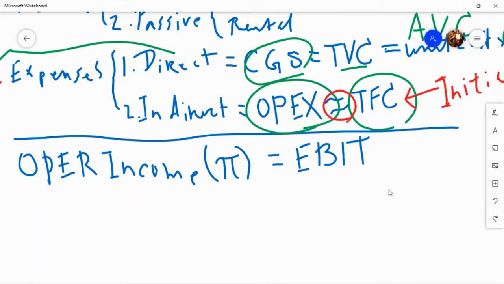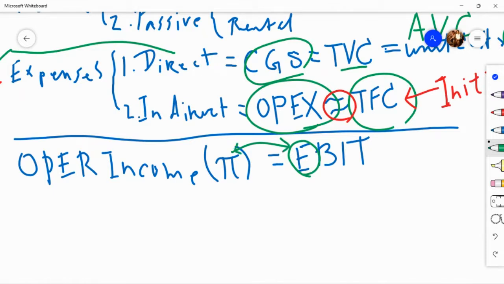This is because it stands for earnings before interest and taxes. You can conclude two things from this. One, earnings. That's another name for profit. Earnings mean the same thing as profit.